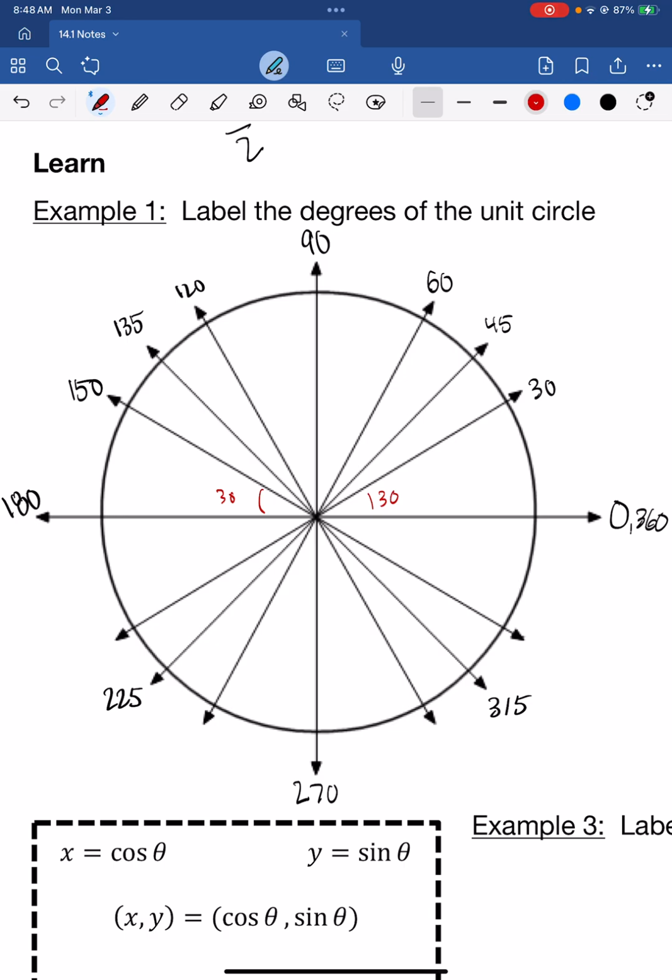So that stays consistent. As we keep going, we add 30, you get 210 right here. You add 60 to that, you get 240, and you can see it is 30 away from 270. 300 goes there, and then 330 goes there. So these are the degrees of the unit circle. We have a pretty good understanding of why that is so far.